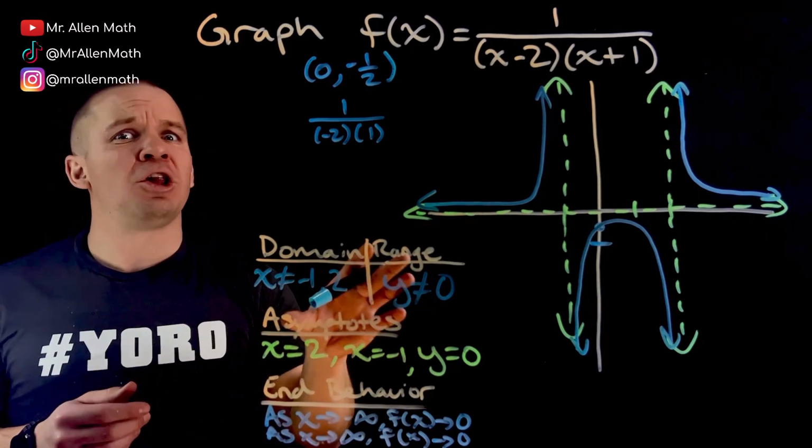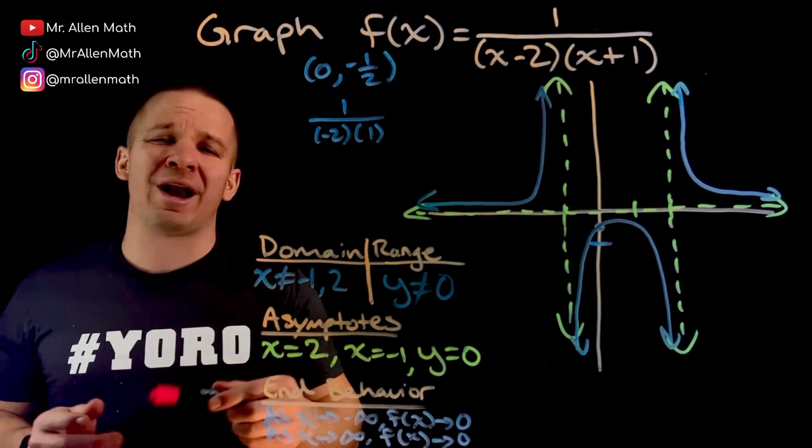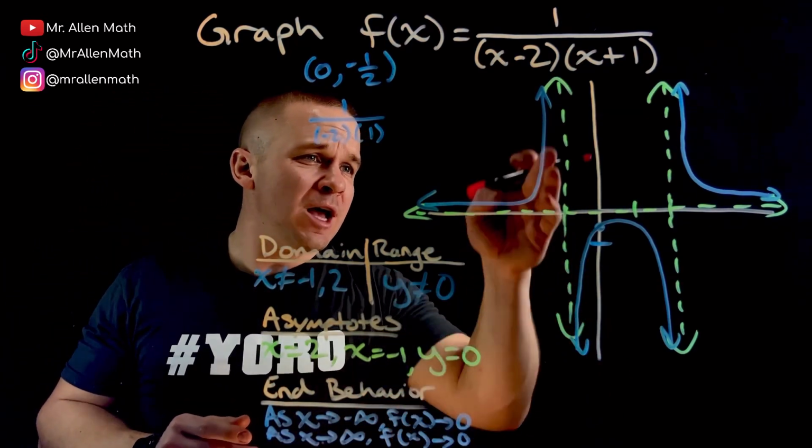Should we do some little asymptote behavior? I think we should do some asymptote stuff, right? This video is just too fun. I don't want to end, man. So let's talk about the asymptotes here.